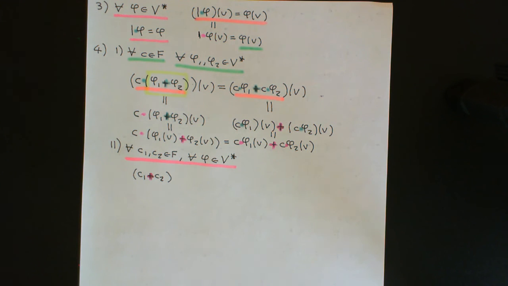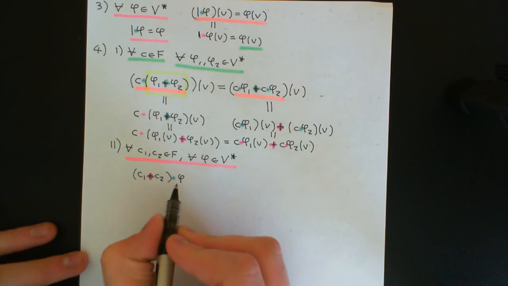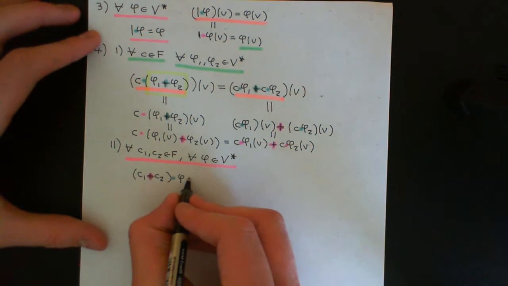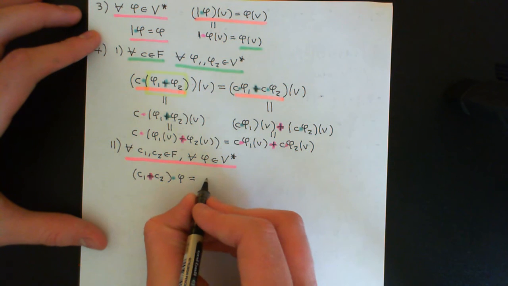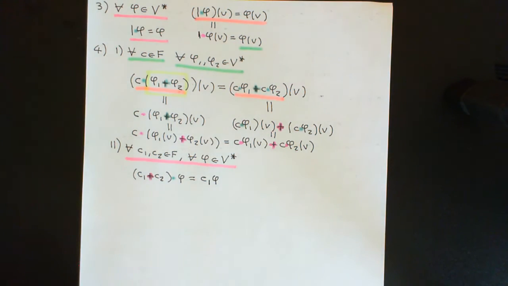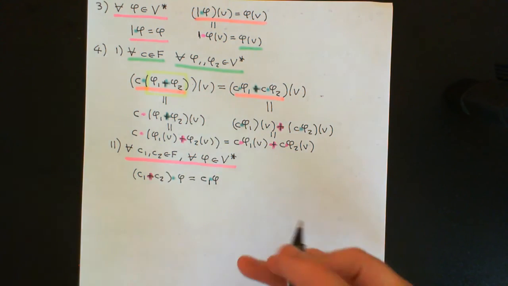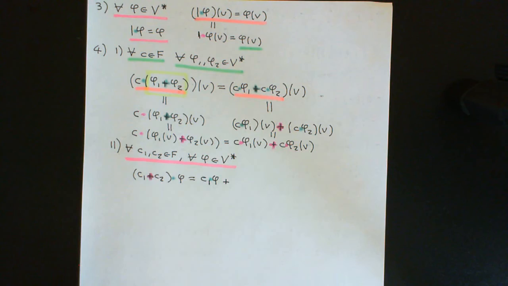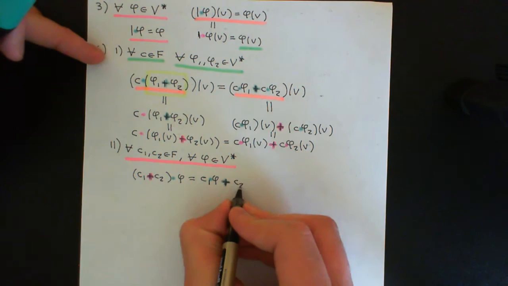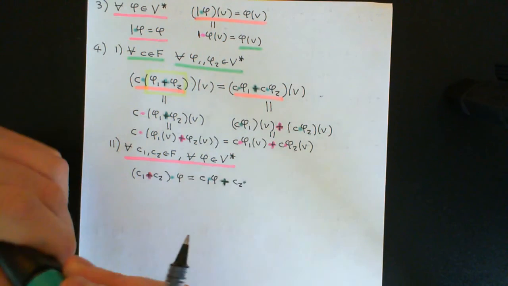So we take C1 and C2, which are both elements of the field, we add them together in the field. That's something we can do. We'll get another element of the field, and we then scalar multiply that element of the field with our covector phi, according to scalar multiplication in the dual vector space. The second distributive law says, and you can probably guess what it's going to say, that this is equal to C1 scalar multiplied with phi, like so, plus, and now this is addition in the dual vector space here, so this is a turquoise plus, C2 scalar multiplied by phi.